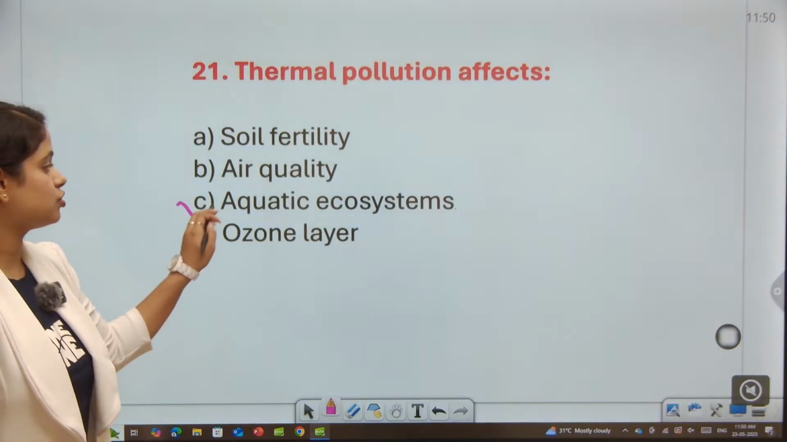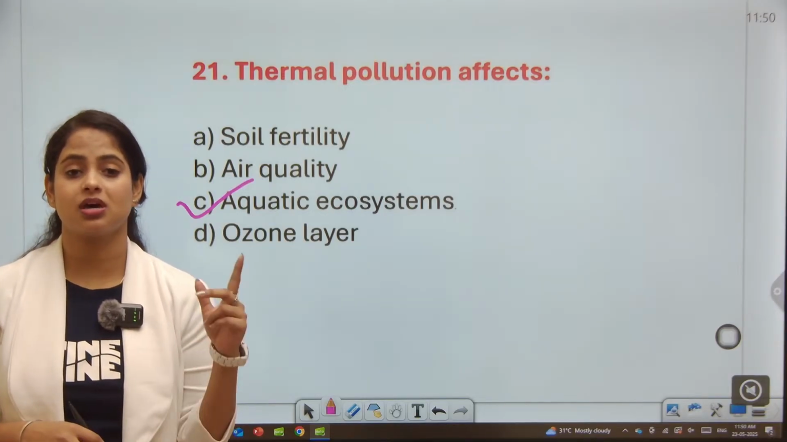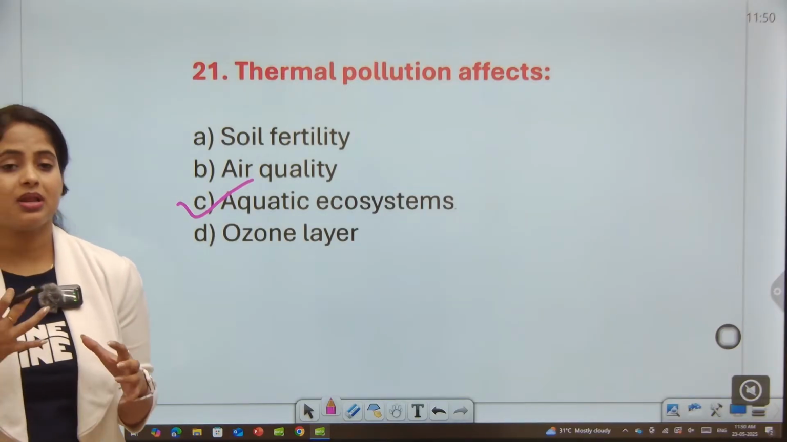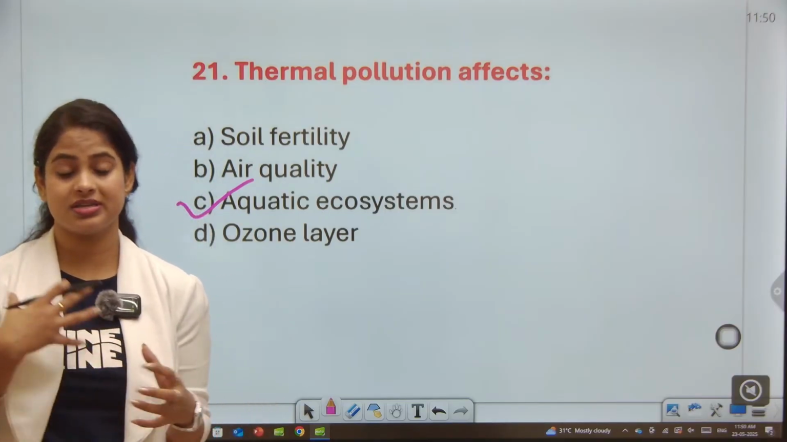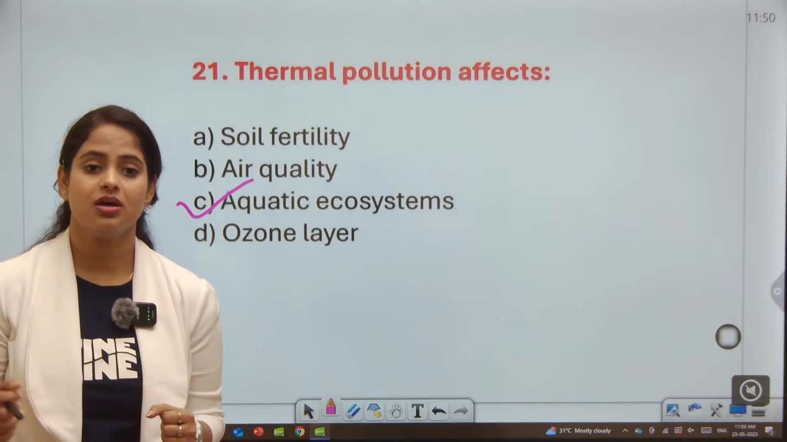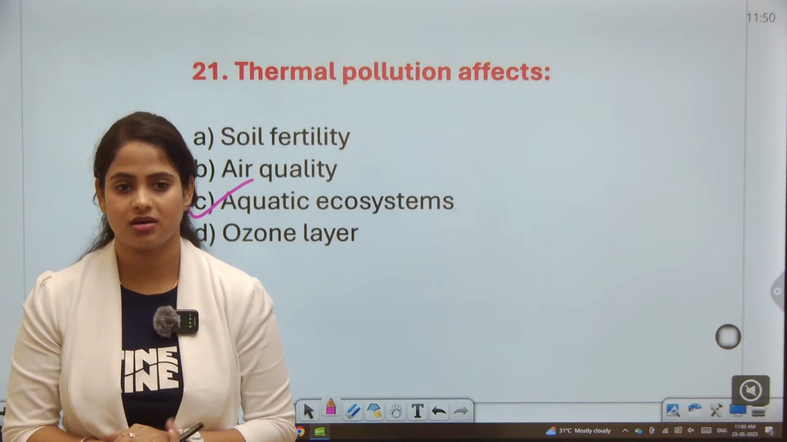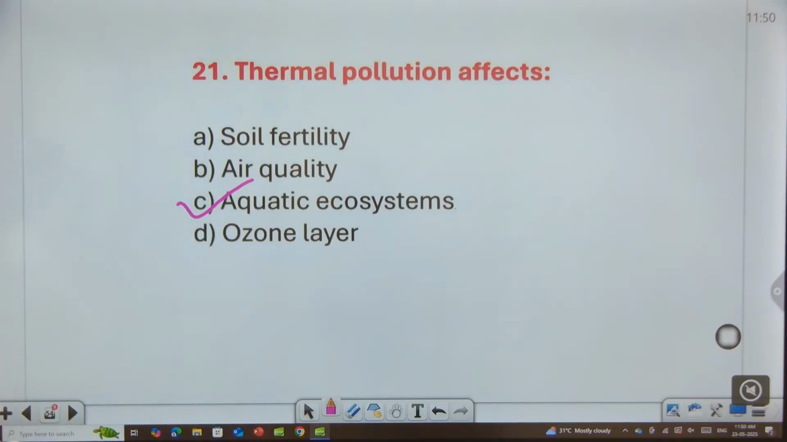That is the effect on the aquatic ecosystem related to direct thermal pollution, because thermal pollution leads to what? Whenever our industries release heated water directly into the water bodies, the aquatic animals living there are directly affected through the thermal pollution. Clear? That is water bodies.